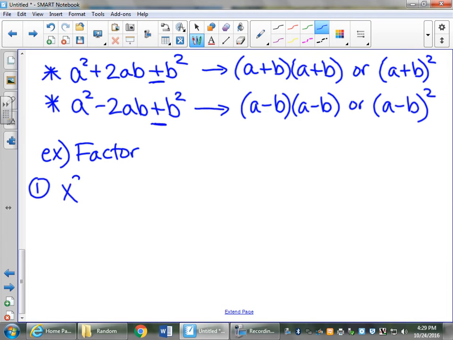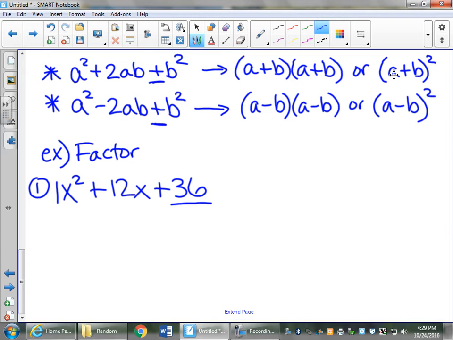I gave you x squared plus 12x plus 36. I could factor by guessing and checking, finding the factors of 36 that add to 12 because the a value is 1, or I can try this new strategy. The a value is 1, that's a perfect square. The c value is 36, and it's a positive, that's a perfect square.